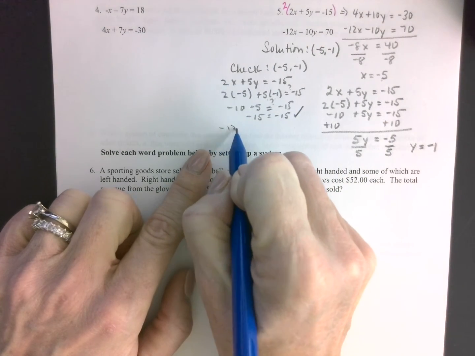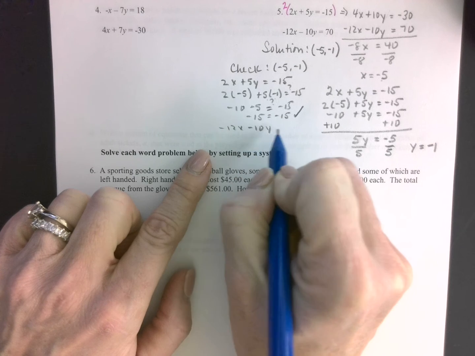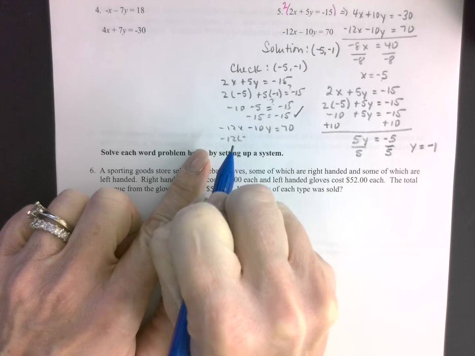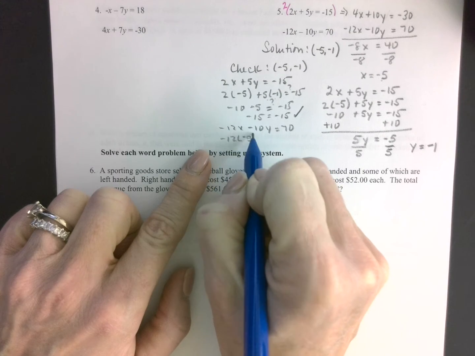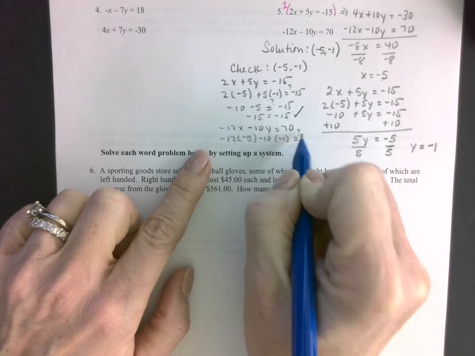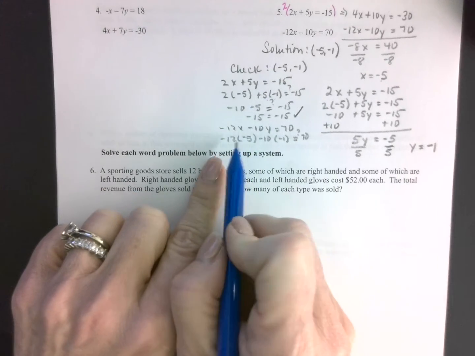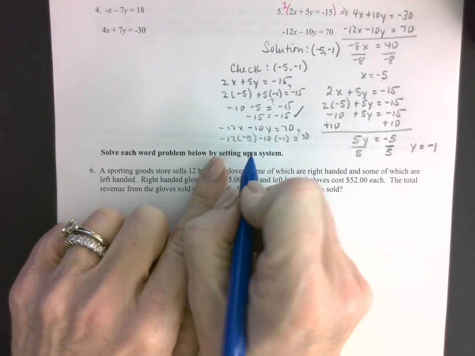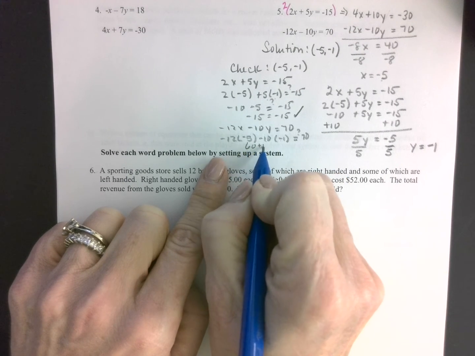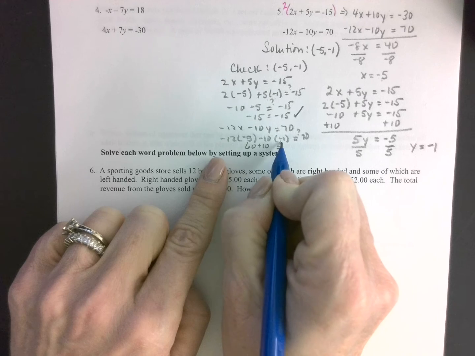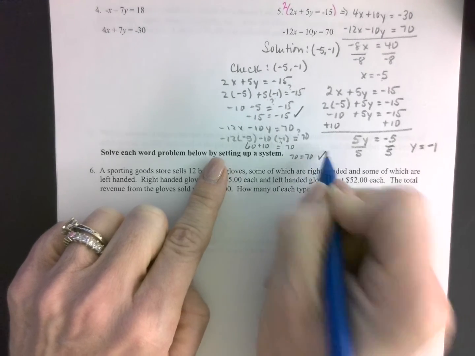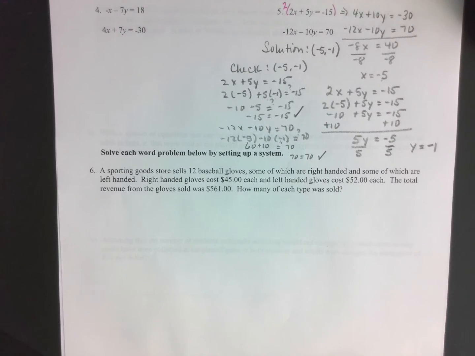And then negative 12x minus 10y equals 70. Negative 12 times negative 5 minus 10 times negative 1, is that equal to 70? Negative 12 times negative 5 is 60. Negative 10 times negative 1 is plus 10. Is that equal to 70? Both sides are equal to 70, so it checks.